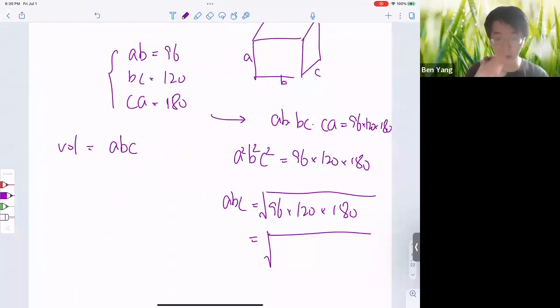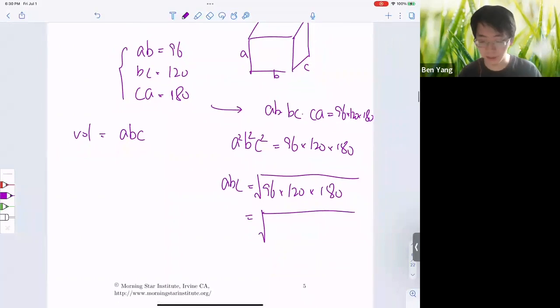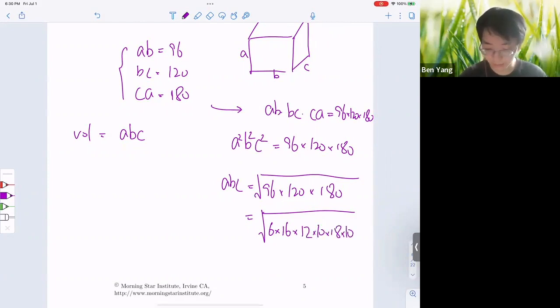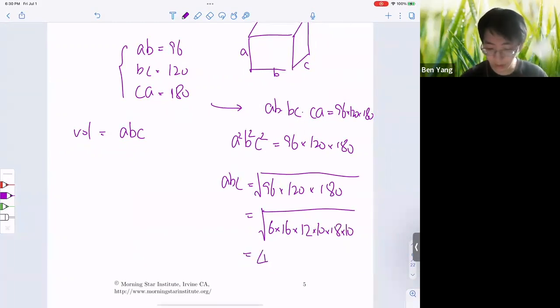Cool. So when we take the square root of something, if we want to simplify that, then we're just looking for squares under the root. Whenever we see a square, we can get it out of the root. So let's see. 96, that's 6 times 16, and 16 is a perfect square. 120, 180. So we see 12 times 10 and 18 times 10. Okay, so at least we can have a 4 here and a 10 here from the 16 and 10 times 10.